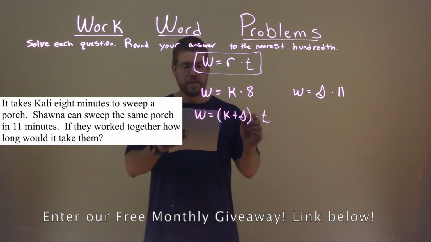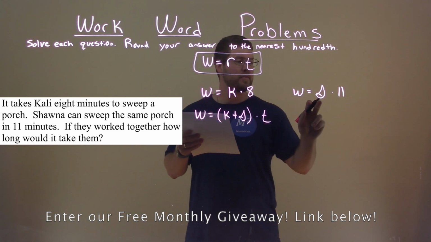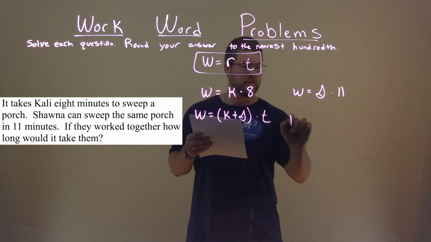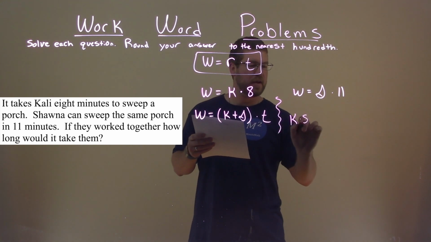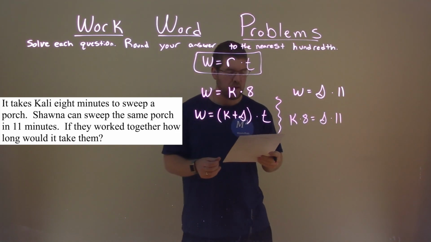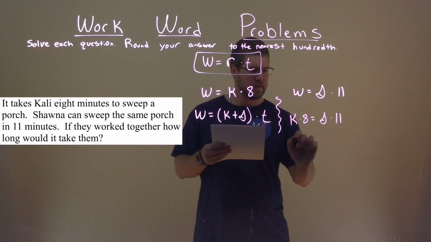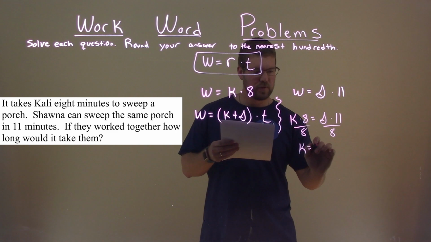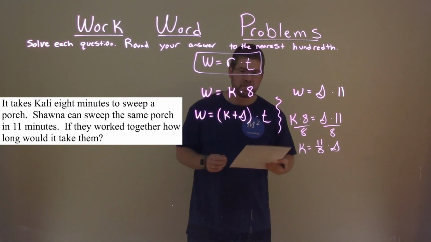Well, the first thing I'm going to adapt is, we can see K times 8 and S times 11 both equal our work W. So if we set them equal to each other, let me separate this out here. K times 8 is equal to S times 11. And now we're going to use this to solve for K. So Kali's rate, we divide both sides by 8. I'm going to reorder this, but K equals 11/8 times S. And that's going to be crucial.